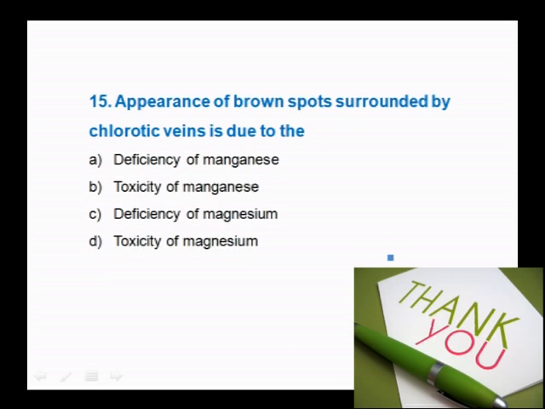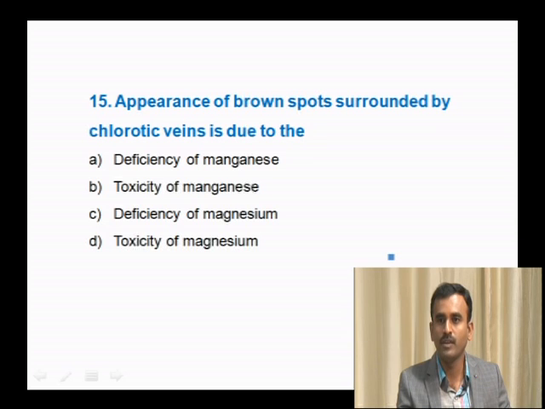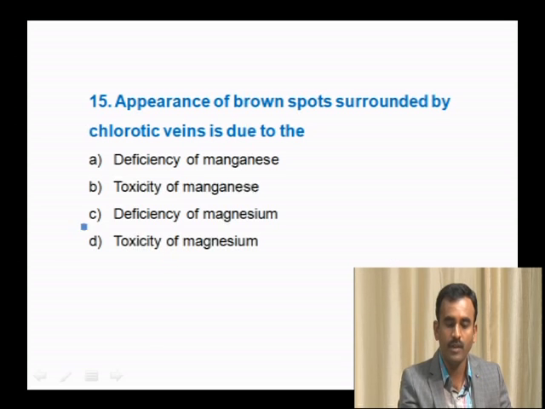Next question. The appearance of brown spots surrounded by chlorotic veins is due to deficiency of magnesium. Magnesium deficiency. Look at the question once more: appearance of brown spots surrounded by chlorotic vein.